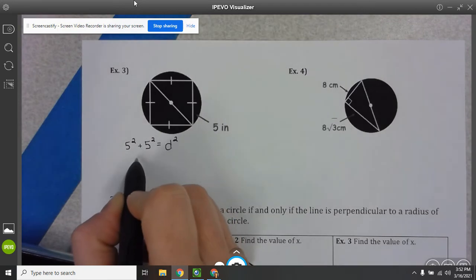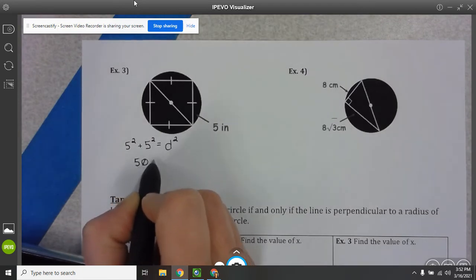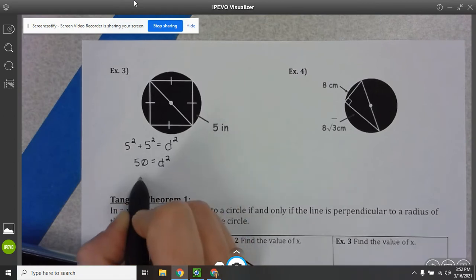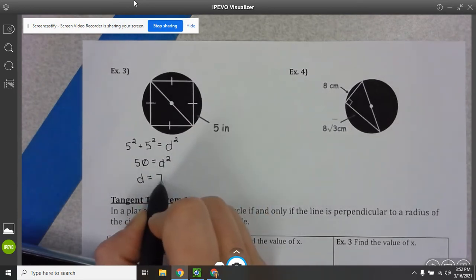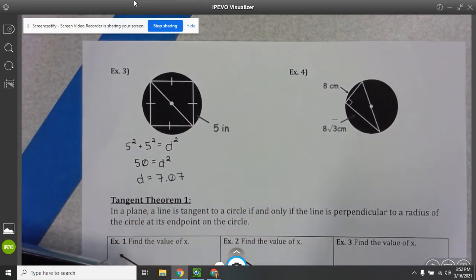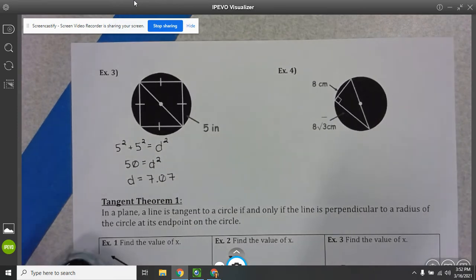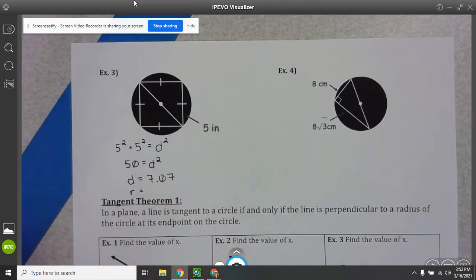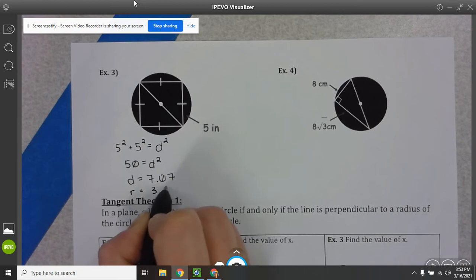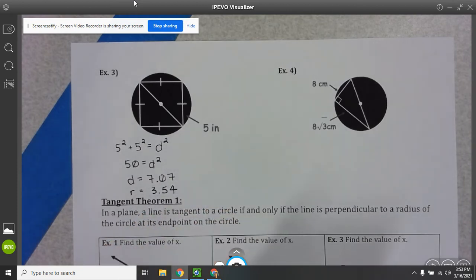So 5 squared plus 5 squared is 50. So our diameter then, let's see, square root of 50 is 7.07. And remember, the diameter is twice the radius, and I need the radius for area and circumference. So the radius is that divided by 2, which would be 3.54.